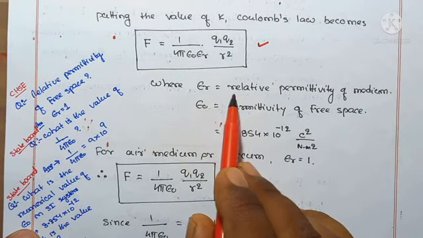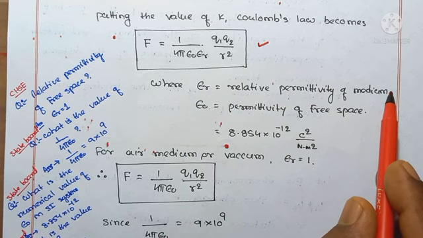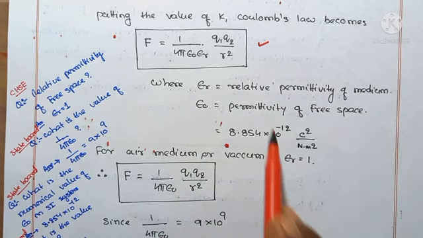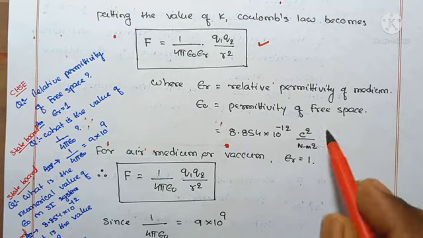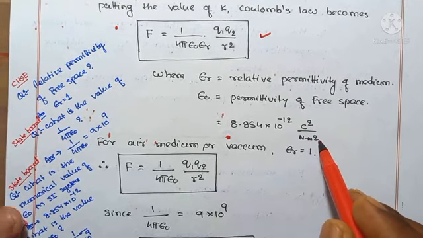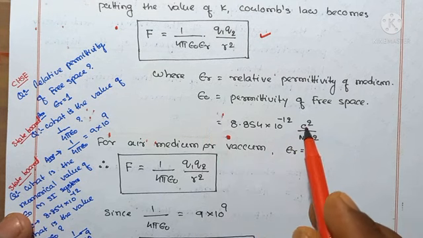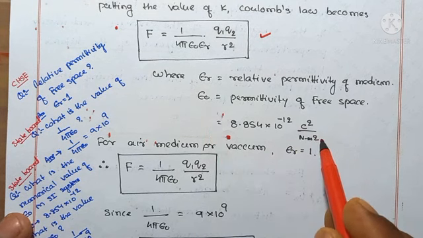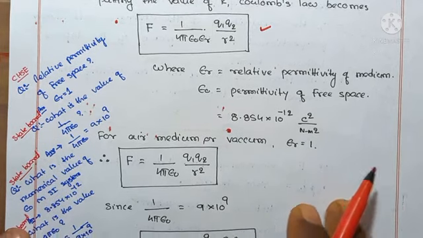It is the relative permittivity of the medium, and epsilon 0 is the permittivity of free space. Its value is 8.854 into 10 to the power minus 12 Coulomb square by Newton meter square. इसका यूनिट Coulomb square by Newton meter square कैसे हुआ, बाद में देखेंगे.